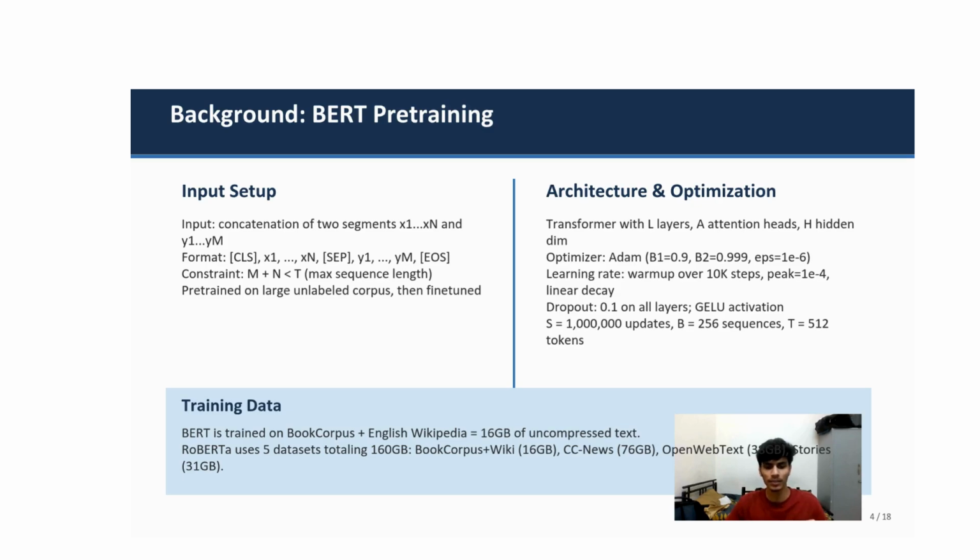The architecture includes multiple transformer layers in BERT or in RoBERTa, with attention, and uses optimization techniques like Adam with learning rate warm-up and decay.